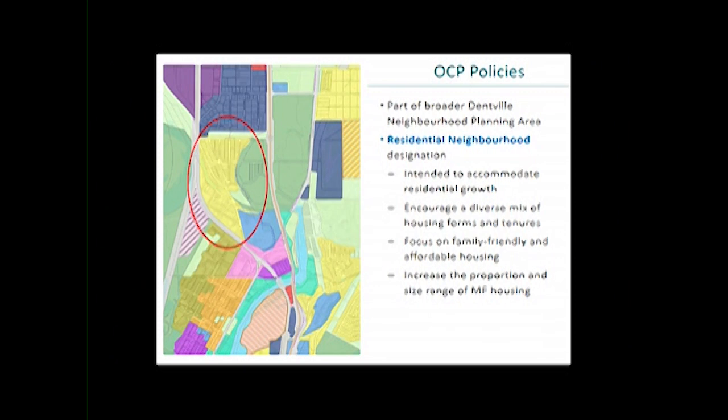So just looking briefly at the OCP, I've kind of circled the neighborhood. Wilson Crescent is kind of a sub-part of the broader Dentville area, which is a neighborhood that's been identified as an area in need of a neighborhood plan. As Jonas mentioned, this Wilson Crescent area is proceeding separately because it's kind of geographically separate from the other areas and because of the development pressure. So the residential designation is one that supports additional density, mix of housing forms, and increasing the proportion and range of multifamily housing. It is intended to accommodate growth.